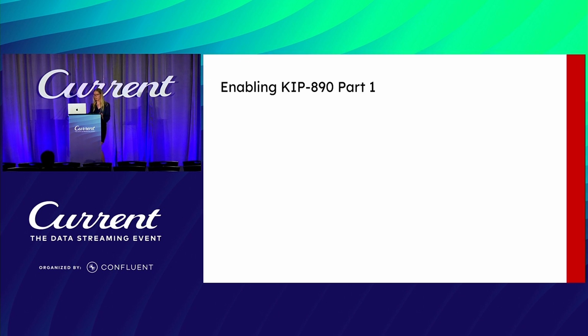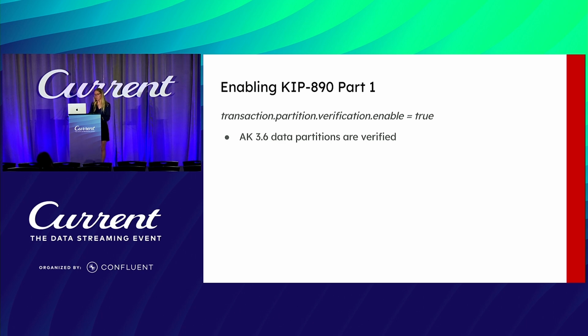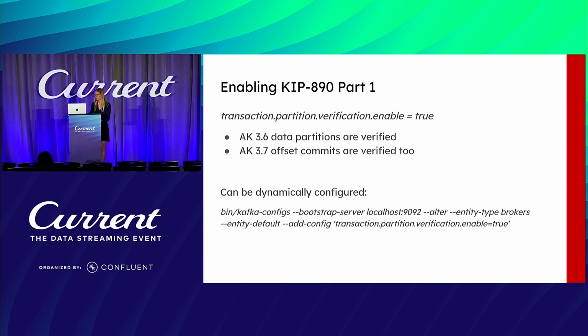So let's quickly go over how to enable KIP-890 Part 1 before we get over to KIP-890 Part 2. The way you enable it is by setting this transaction partition verification enable to true. This is the default in the versions that it was introduced in, but for whatever reason, if it gets unset, this is how to set it. In AK 3.6, all of the data partitions are verified, and in 3.7, we are also verifying the offset commits. This configuration is also a dynamic configuration, so if you need to enable and disable it without restarting all your cluster, you can run this command.